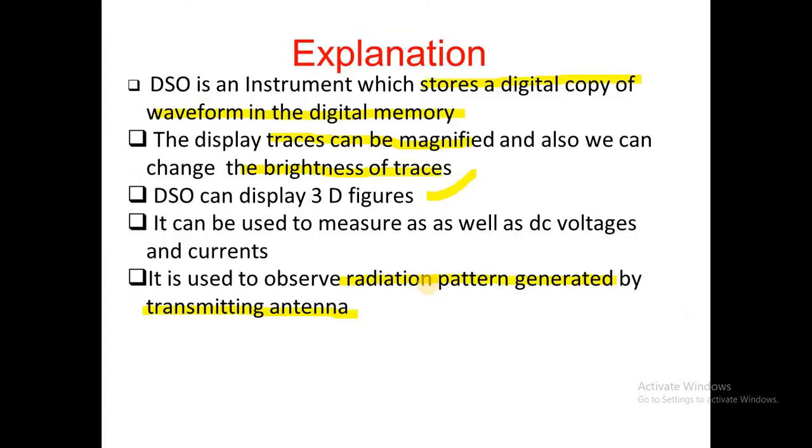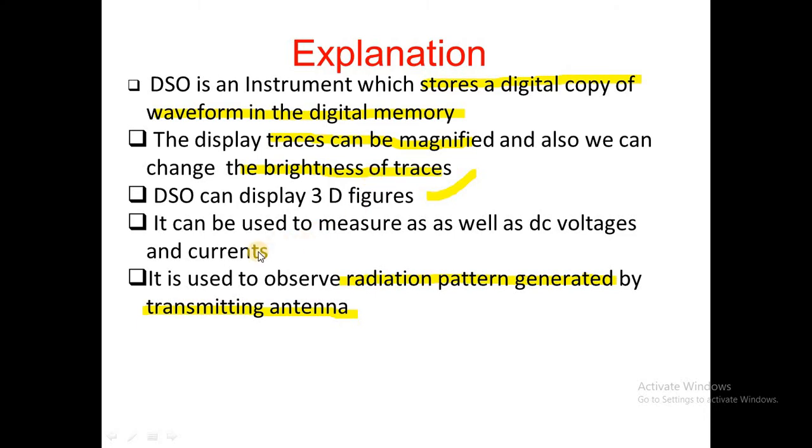Let us discuss the DSO. A DSO is an instrument which stores a digital copy of the waveform in the digital memory. The display traces can be magnified, and we can also change the brightness of the traces. In a DSO we can halt the waveform and analyze it. All these facilities are not available in a CRO. A DSO can display 3D figures, whereas a CRO is an XY plotter and can display only 2D figures, as a CRO has 2 inputs, which we discussed in previous classes.